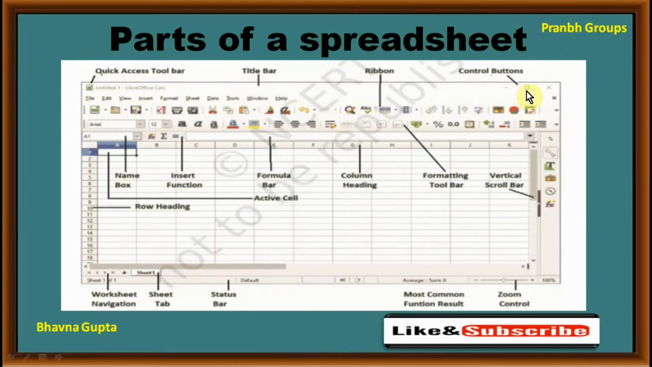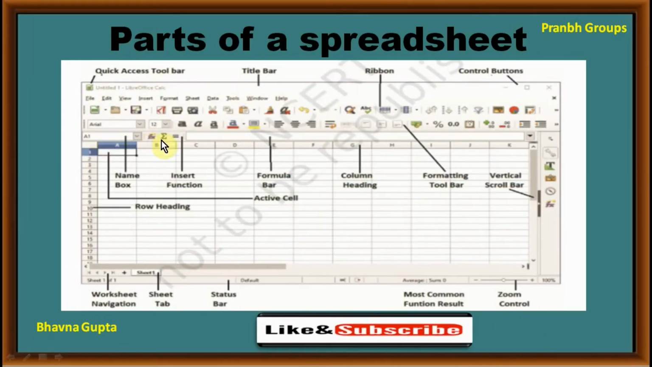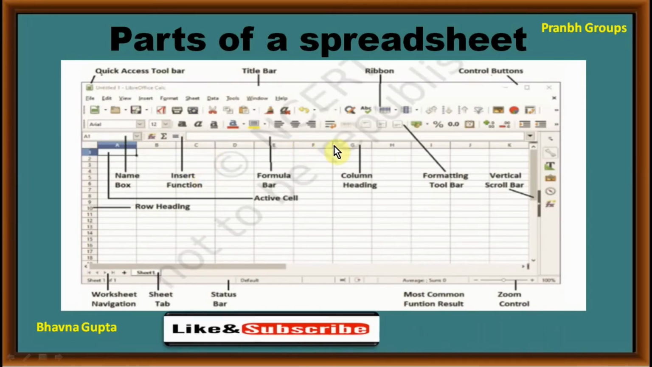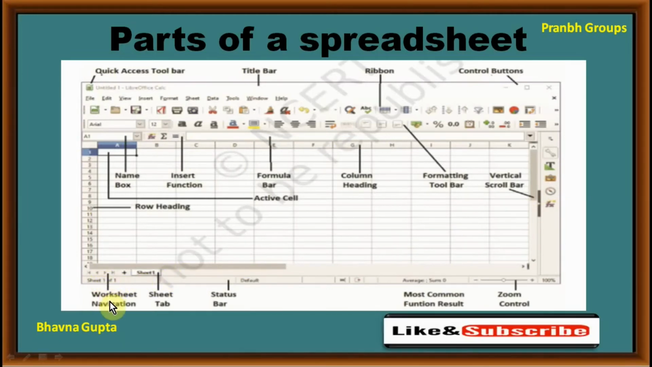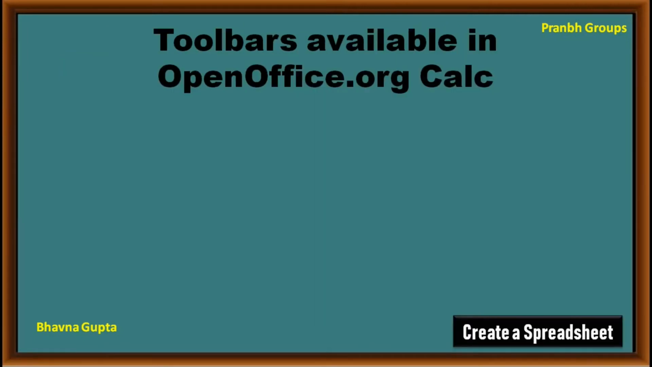First one is the minimize, maximize, and close button, and this box is called the name box, and this is the insert function, and this box is called the formula bar, and these are columns A, B, C, D, and these are row labels 1, 2, 3, and here are the vertical scroll bar and the horizontal scroll bar, and this area is called the worksheet navigation, and this is the sheet tab, and this is the status bar, and this is the zoom control.